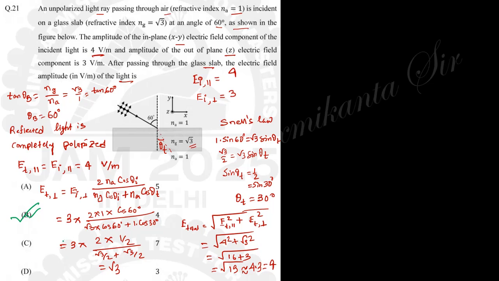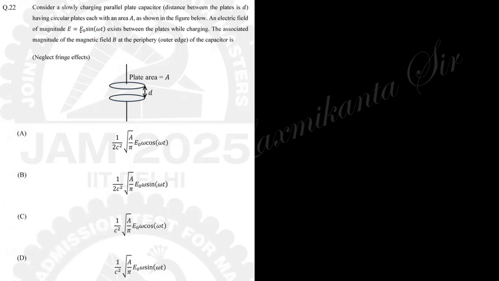Clear about this question? Next question says, consider a slowly charging parallel plate capacitor, with plate distance d, having circular plates, and the electric field is like this. Find the associated magnitude of the magnetic field. Within the parallel plate capacitor, the changing electric field gives rise to the displacement current density. So the displacement current density JD is epsilon naught del E by del t. Taking the partial derivative of the electric field with respect to t gives omega E naught cos omega t. So this is JD.